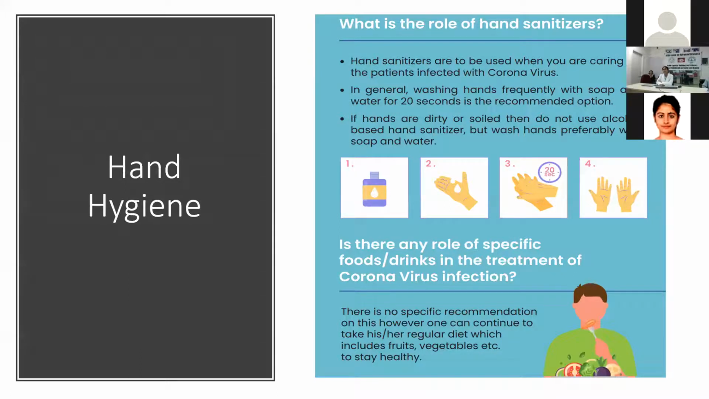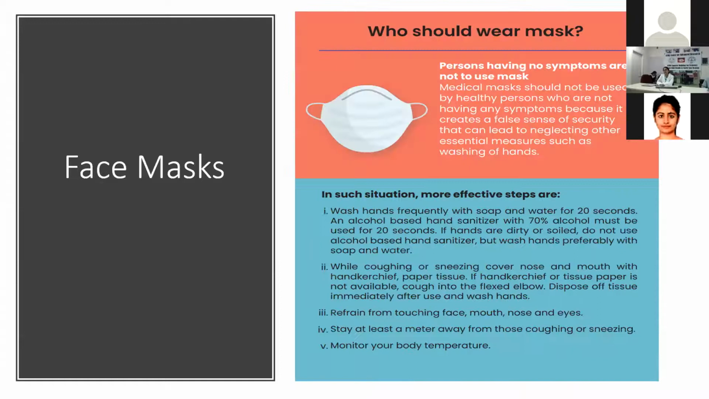As far as hand hygiene is concerned, 20 seconds of hand wash, hand sanitizers can be used, or just wash your hands with soap and water with proper technique. Is there any role of specific food drinks in the treatment of coronavirus infection? There is no specific recommendation, but it is advised to take immune-boosting foods that may include fruits, vegetables, and foods which are enriched in vitamin C and zinc.